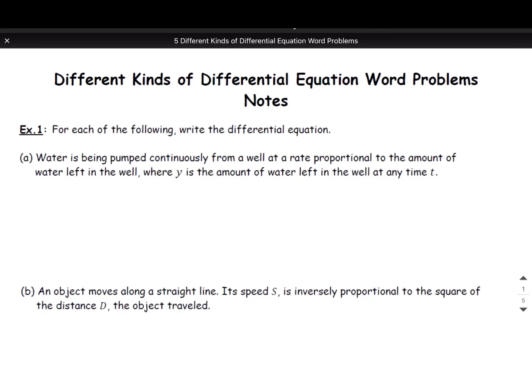Hi, my darlings. Okay, so today we're going to take a little more time with differential equations. What we're going to start with is writing differential equations for different problem situations. We're going to get some practice with that first. So here's the first one.